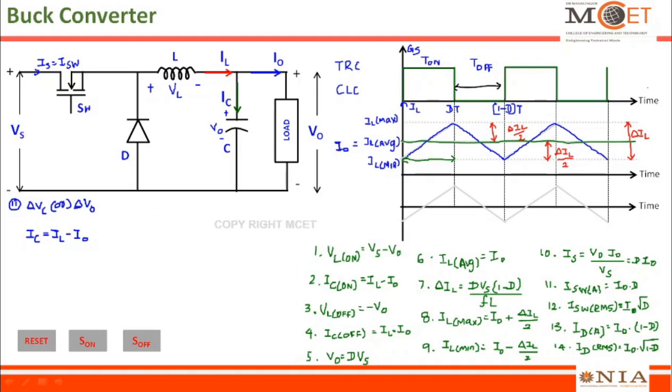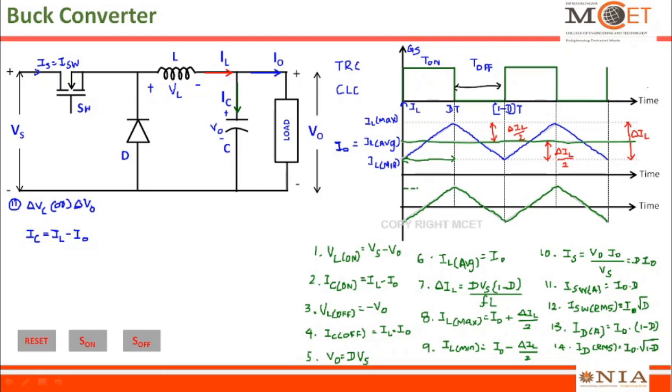IL we have already drawn here. This blue line is the instantaneous value of IL, and this green line is I0. If I subtract this green line from this blue line, I will get IC. When I do that, I get this waveform which I have sketched here. This waveform is the current flowing into the capacitor C, so this waveform is very much essential.